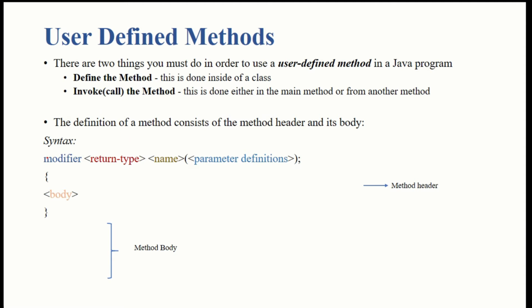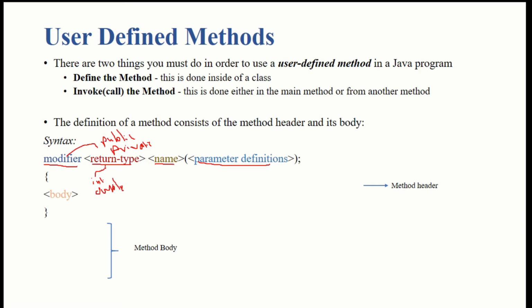User-defined methods use this syntax. You use the modifier, then you put the return type, the name of the method, and then the parameters. The modifier could be public, for example, or private. When we say public, that means this method can be used by everyone. If it's private, it's only used by this class. The return type could be any primitive type, such as integer or double, or String or char, or any type.